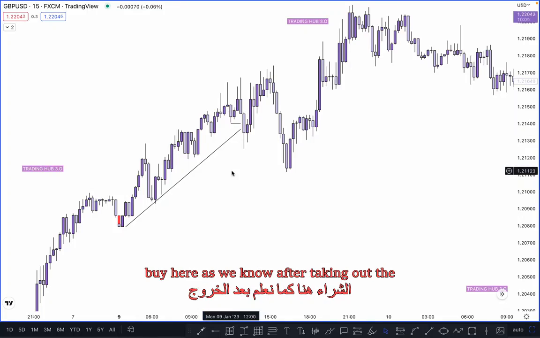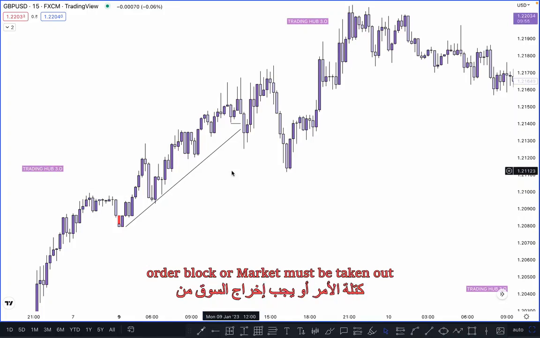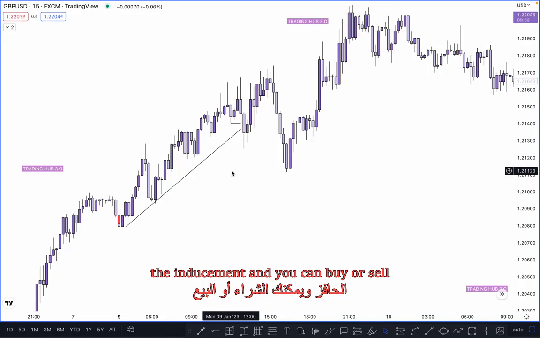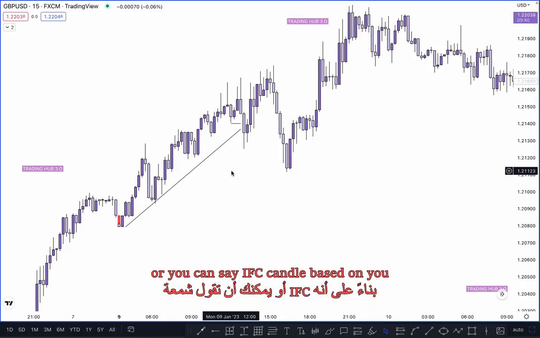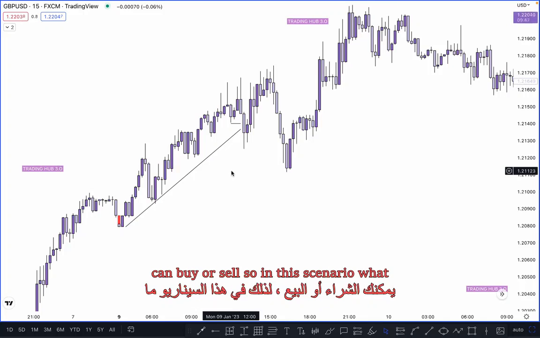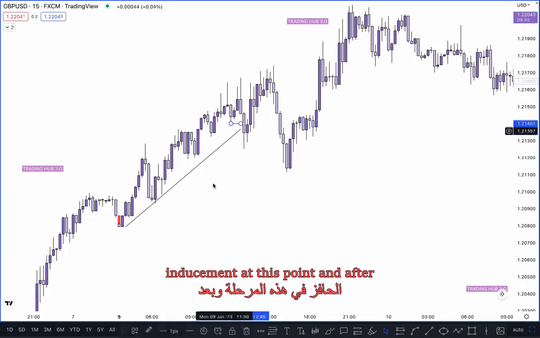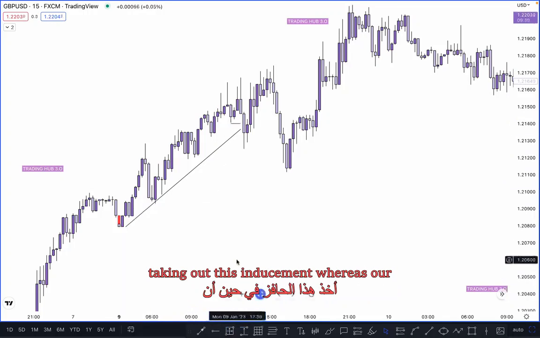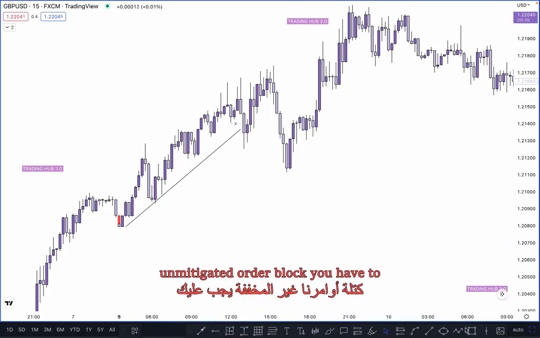As we know, after taking out the inducement, price must tap on the order block. Once the market has taken out the inducement, you can buy or sell based on the single candle order block, or you can say the IFC candle. So in this scenario, what happened here? The market took out this inducement at this point, and after taking it out, where is our unmitigated order block?